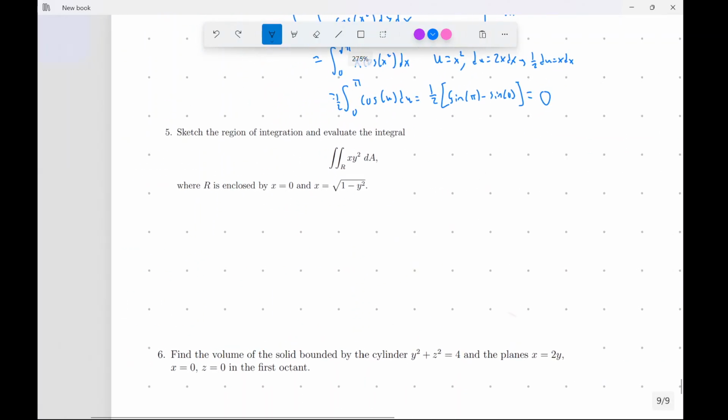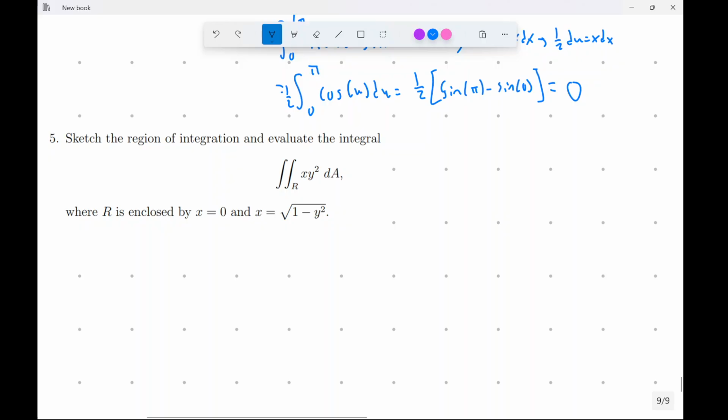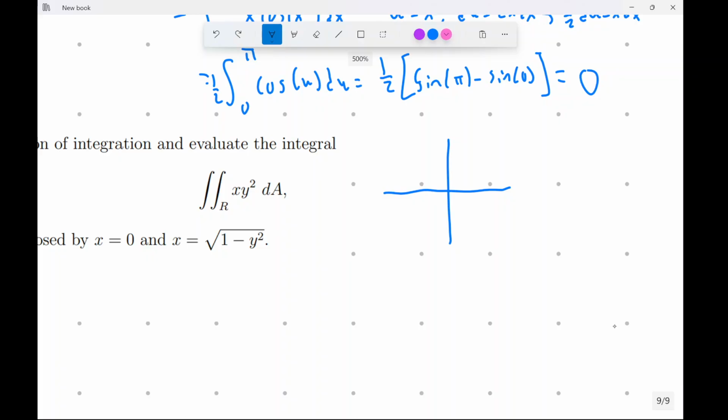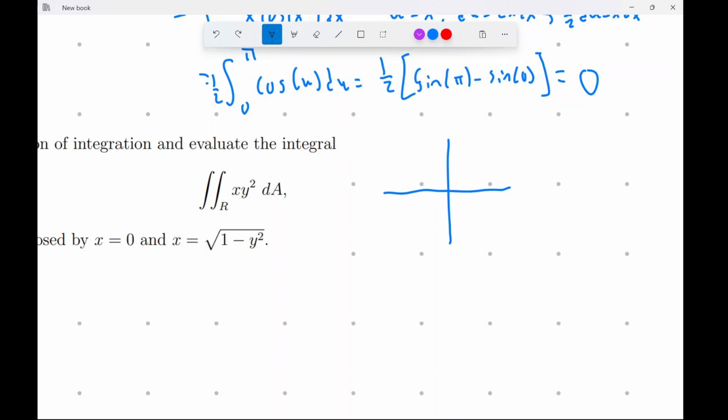Let's move on to number 5. Again, we want to sketch the region of integration and evaluate the integral. Okay, so it tells us that R is enclosed between x equals 0, which is changed to purple, I think. So let's see, if this is x, this is y, then x is equal to 0 here. And x is equal to root 1 minus y squared. Okay, since x is a square root of something, it's always positive, and I know that this is a circle of radius 1. So it's that curve, and we are in this region here.